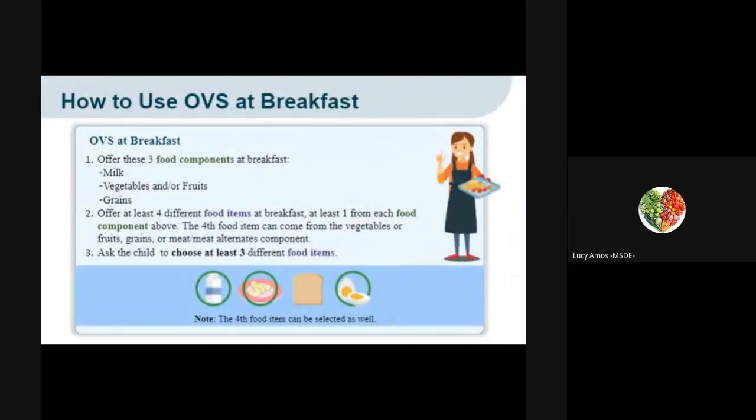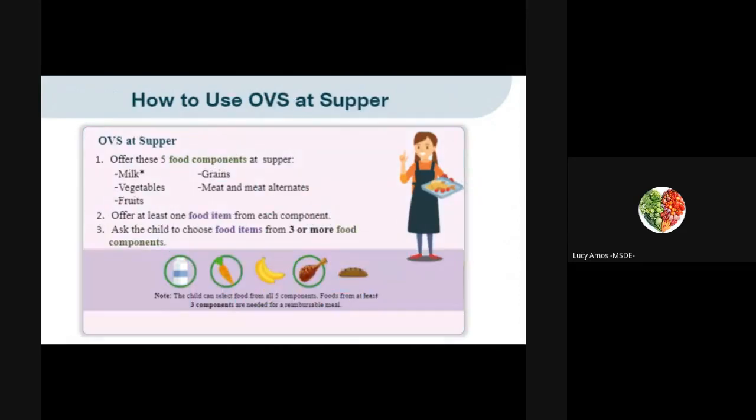Now let's go back to the first page of the worksheet. On the left side of the sheet is information on how to use OVS at breakfast. Typically, at-risk after-school programs do not serve breakfast or lunch unless school is completely closed. Questions about serving breakfast and lunch at your at-risk program should definitely be directed to your program specialist. But on the right side is how to use the OVS to serve supper.